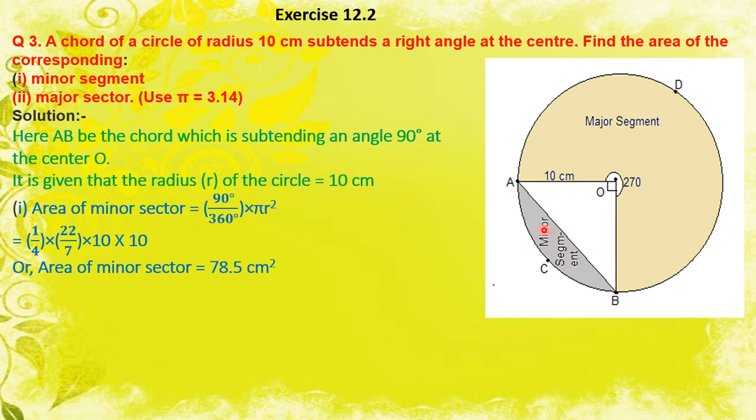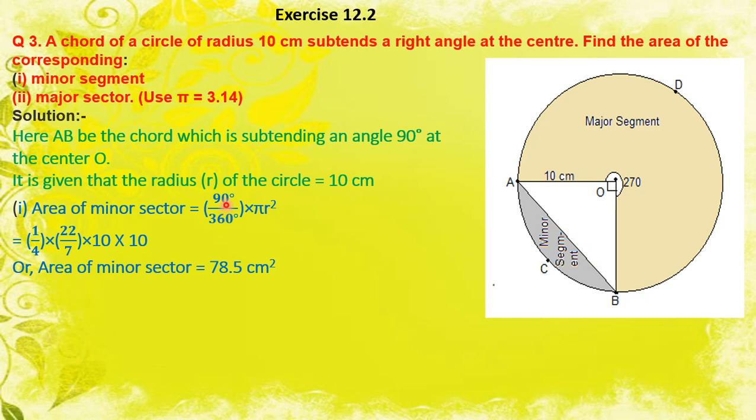As we have to find this minor segment, what we have to do is find the area of sector AOBC, and when we subtract the area of this triangle from the area of the sector, we get the area of the minor segment. So first of all, we find the area of the minor sector, that means AOBCA. The area of the sector is theta upon 360 into pi r square.